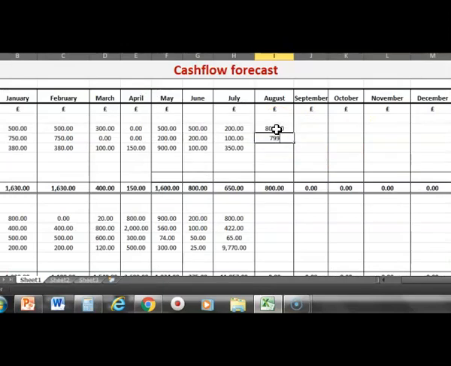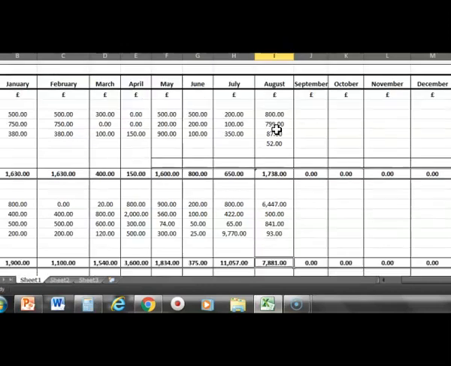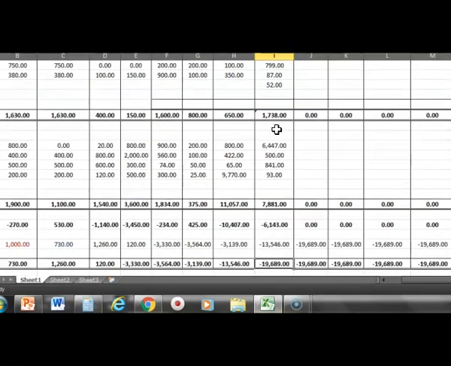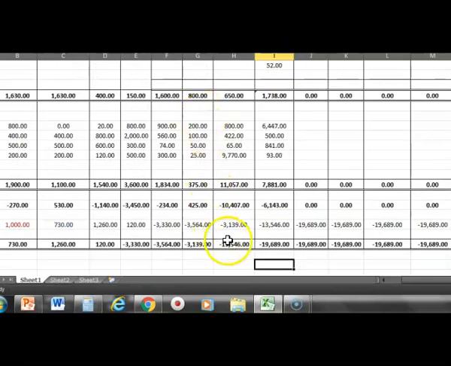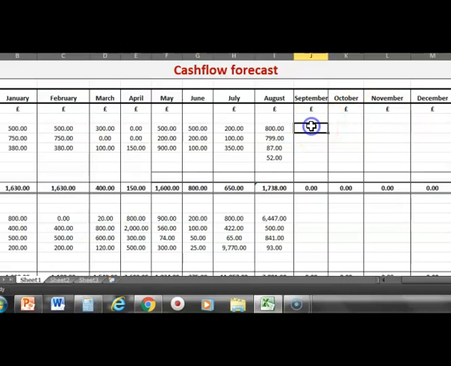800, 799, 752, and then here we have 500, 8196, and it calculates automatically. You can see the business is not making a lot of money now. It's beginning to make losses as we go along. Now, £8,000.